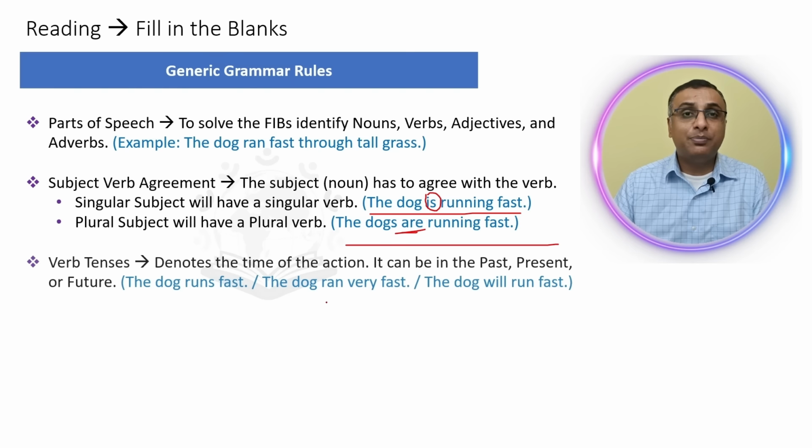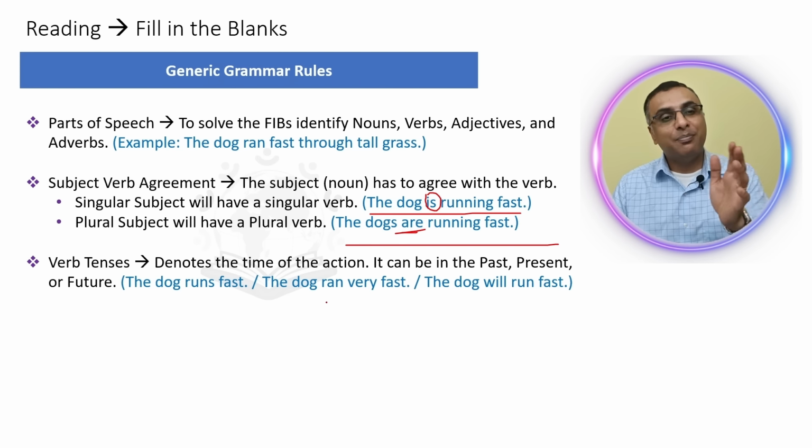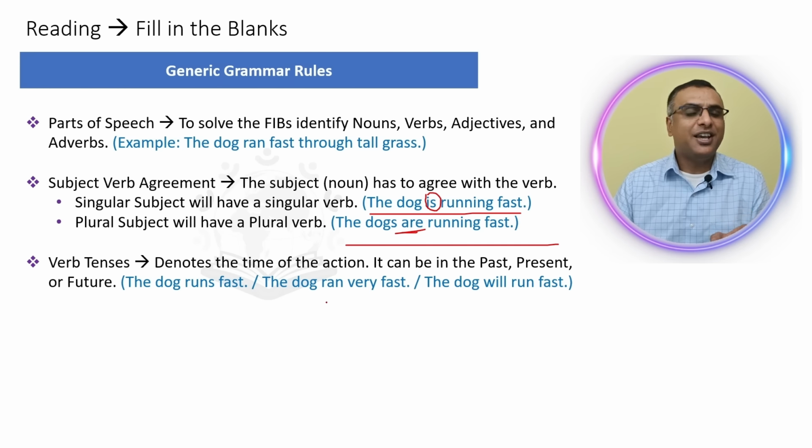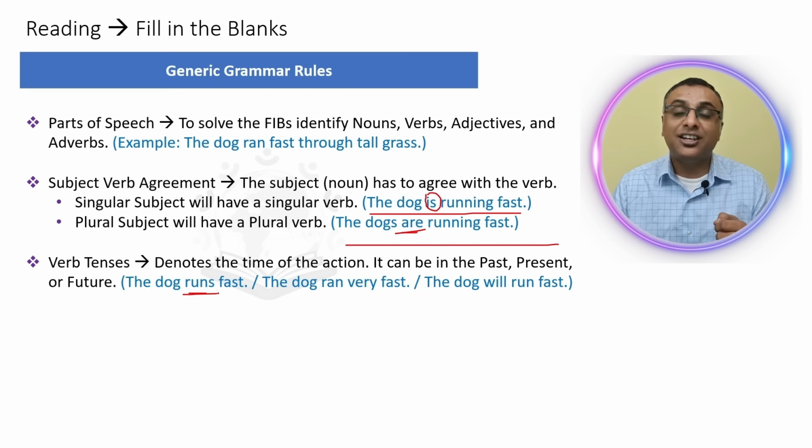Next is verb tenses. It denotes the time of the action. In simple words, it is talking about the past, present, or future actions. Basically, let's understand this with an example. Here, the dog runs fast. It is talking about the present action of the dog. It is runs fast. Okay.